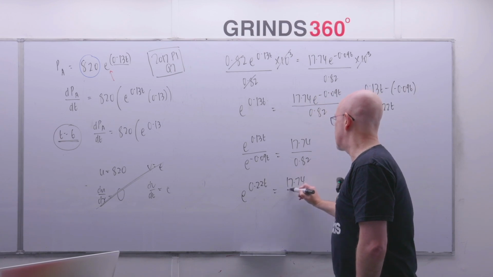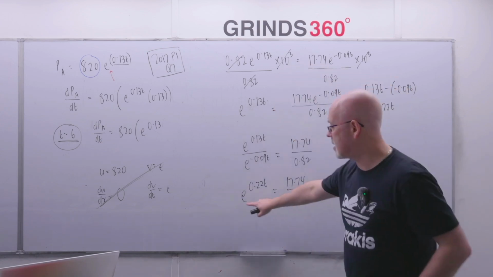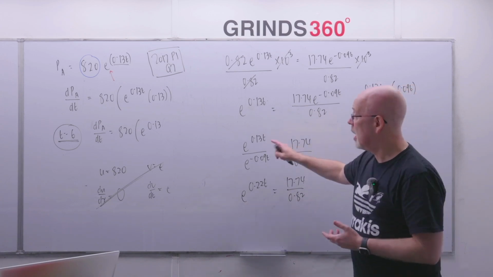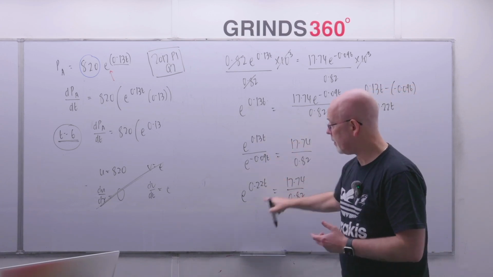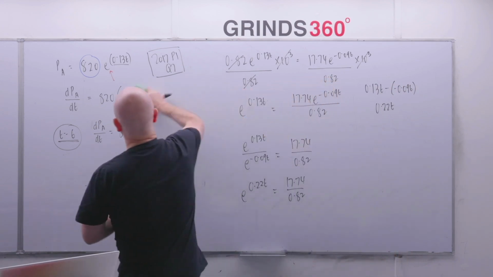And now, gentlemen, start your engines. Just another exponential equation to solve. Just use logs to remove this and then divide by 0.22. So the whole question is just testing that. Can I get from here to here? That's all the question is. There's nothing else beyond that that you haven't looked at already.